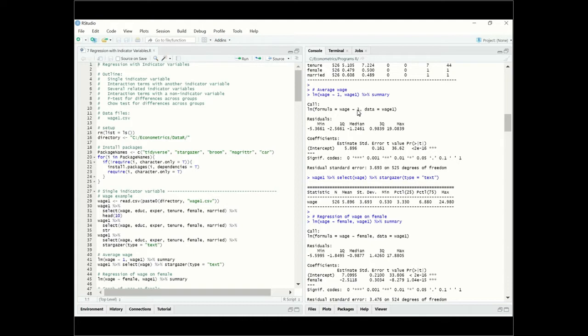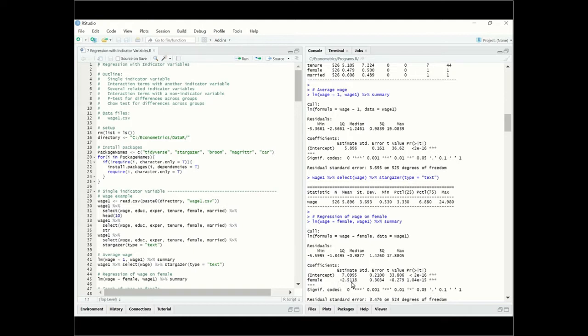Now, things get a little more complicated if we want a regression of wage on female. The way to do this is to use a linear model, with wage as the dependent variable and female as our independent variable. Notice this female is an indicator 0, 1 variable. So using this data set and summarizing the results, now we have an intercept, and here we have a coefficient on female. The way to interpret this is that females here are getting $2.51 lower wages than males.